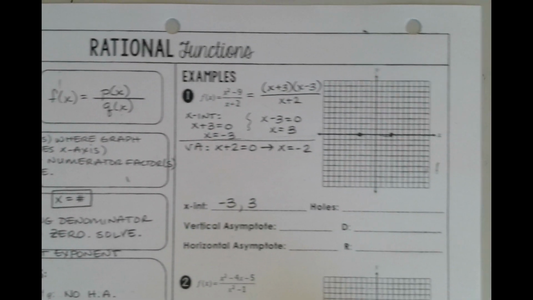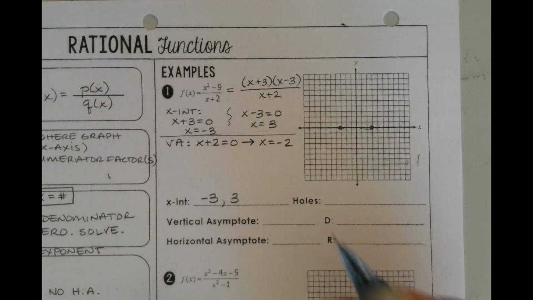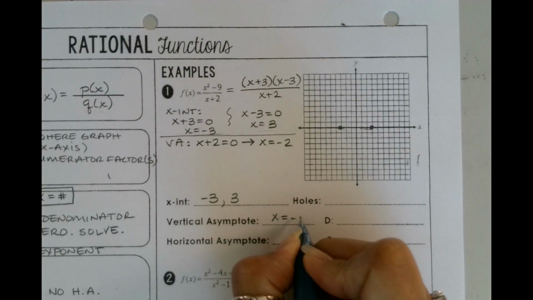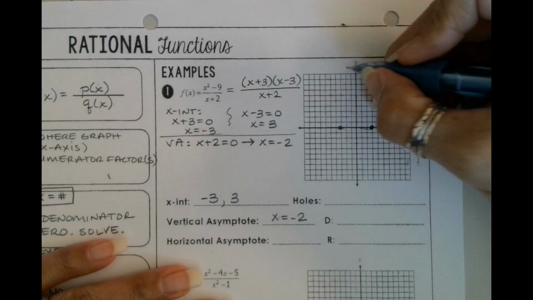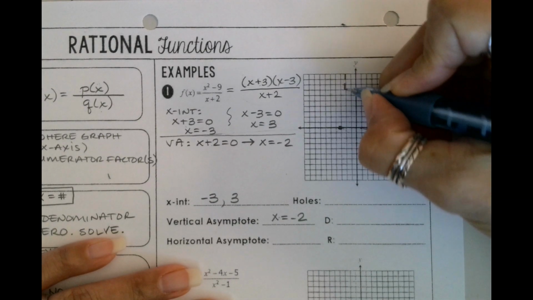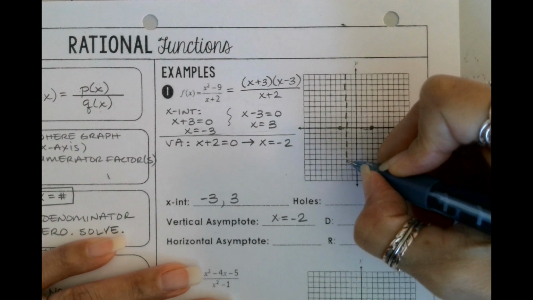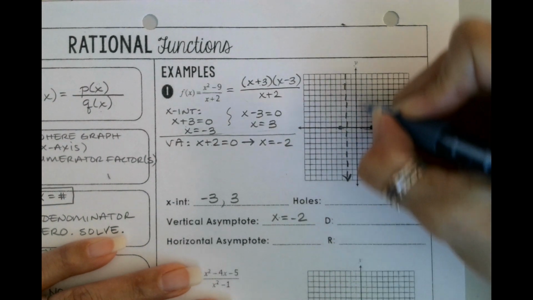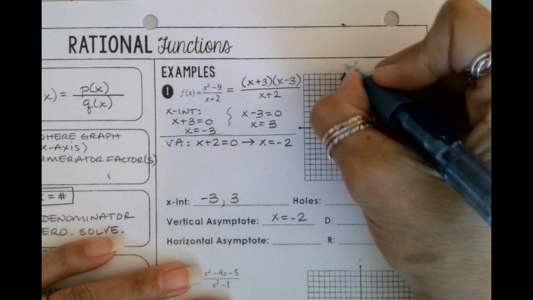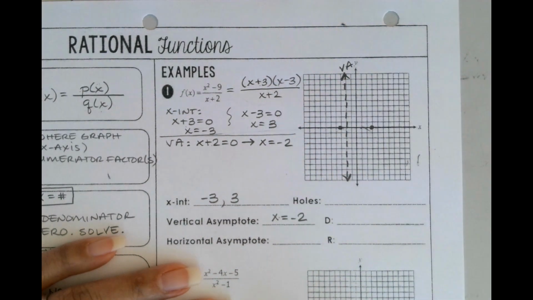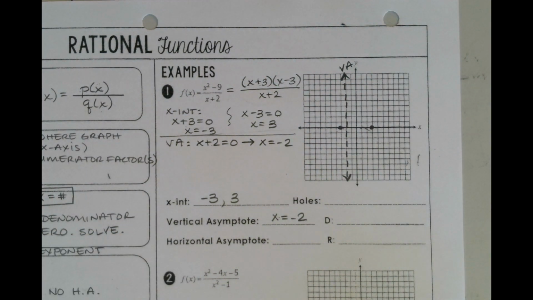Now I will draw that vertical asymptote at x equals -2. Go to -2 and draw a vertical line that goes through the x-axis at -2. It will be a dashed line. VA, labeling it there just to remind us.